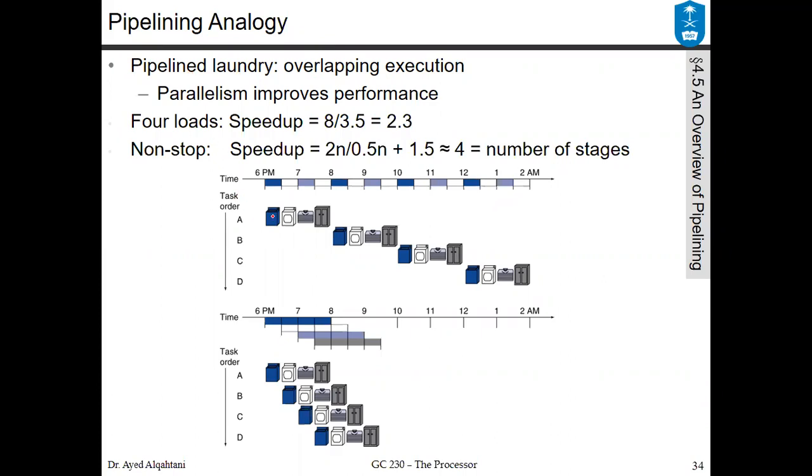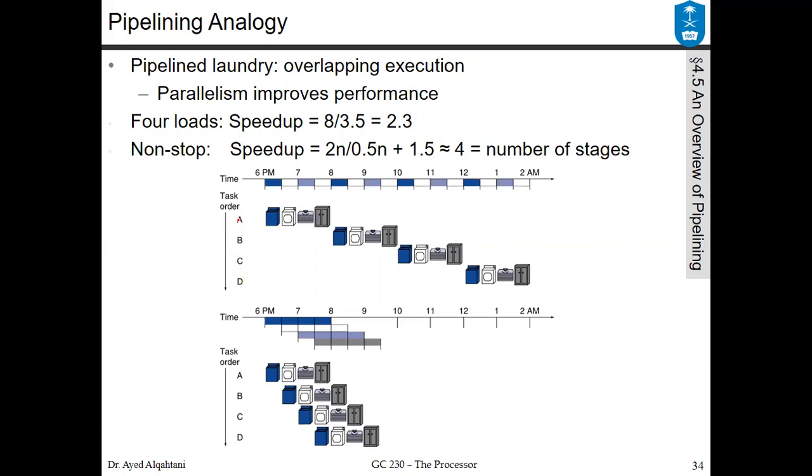So let's say you have a washer, a dryer, and then you need to fold, and after that you put clothes in a drawer, and each of these parts needs half an hour to finish. And let's say that you have 4 loads: load A, load B, load C, load D. Let's say that load A for student A, load B for student B, and so on.